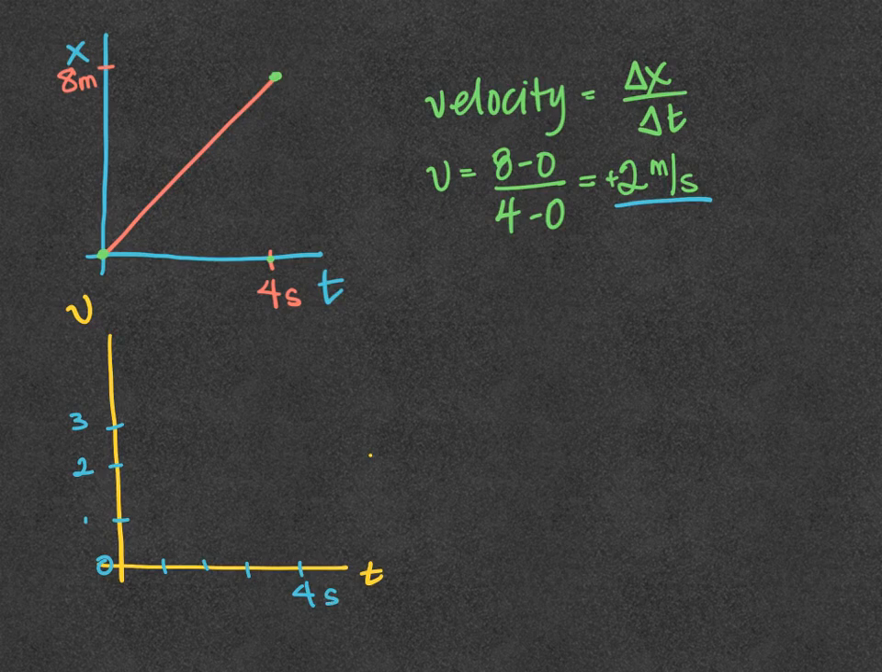And I know that the velocity was 2 meters per second, and it was 2 meters per second every single time, because the slope of the line here is the same every single time interval. So this gives me a flat, straight, horizontal line. And if I write the equation for this line, it would be V is equal to 2 meters per second.